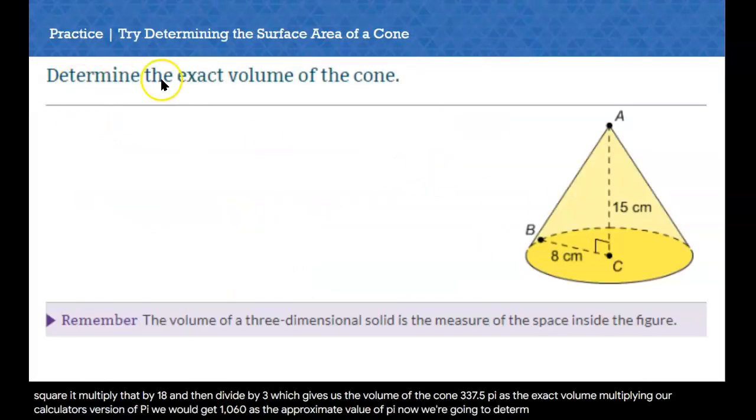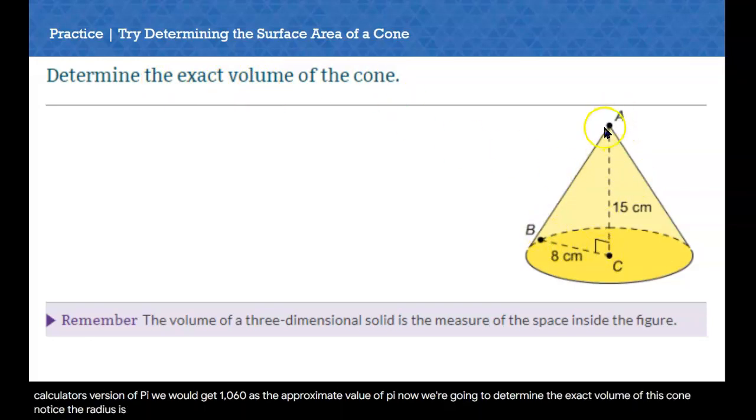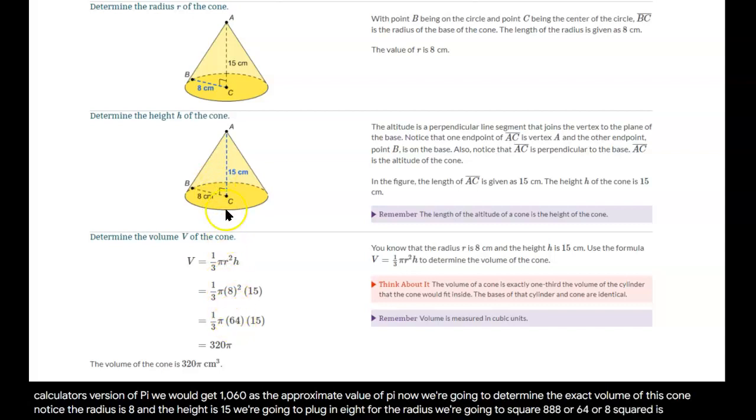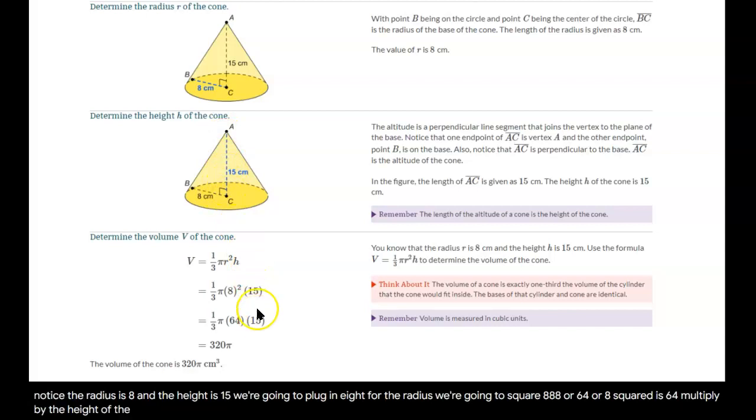Now we're going to determine the exact volume of this cone. Notice the radius is 8 and the height is 15. We're going to plug in 8 for the radius. We're going to square 8. 8 times 8 is 64, or 8 squared is 64. Multiply by the height of the cone, which is 15. Divide all of this right here by 3, and we get 320 pi, which is the volume of the cone. 320 pi centimeters cubed.